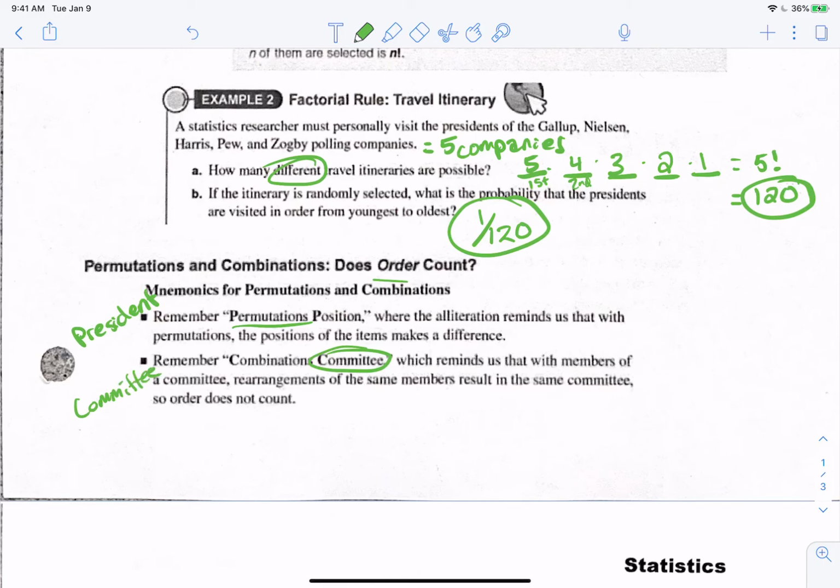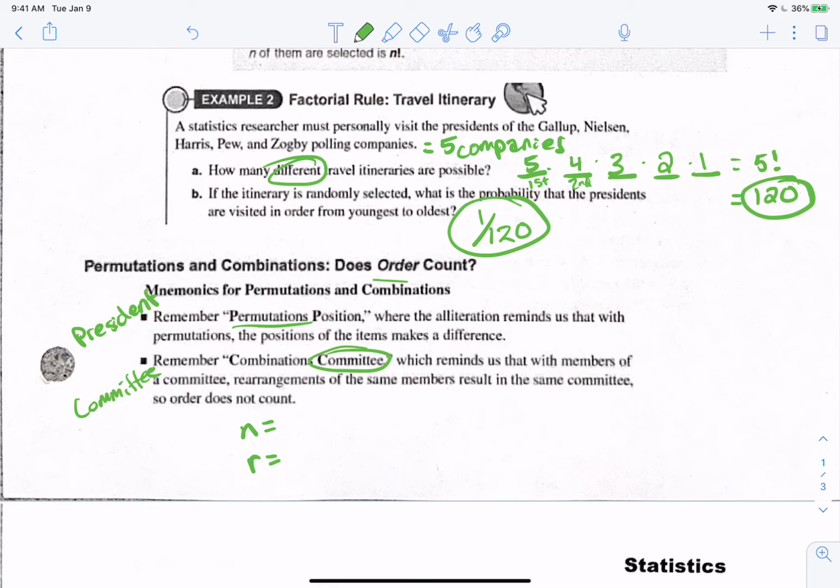Committee. Okay, they use position for permutation. I use president for permutation, whatever. And then we both use committee. So combination is committee. All right, the things that you need to know are what the N is and what the R is. What do those things stand for?